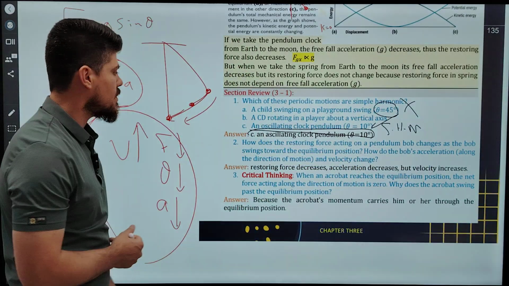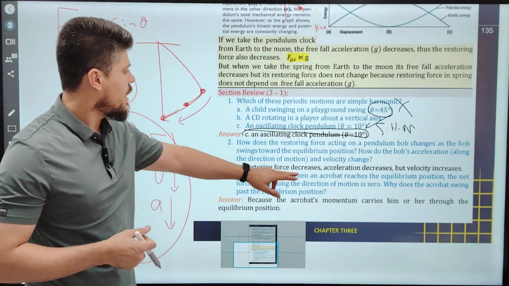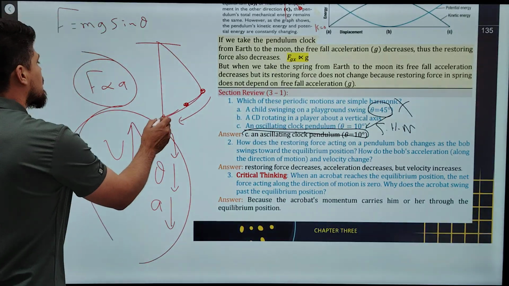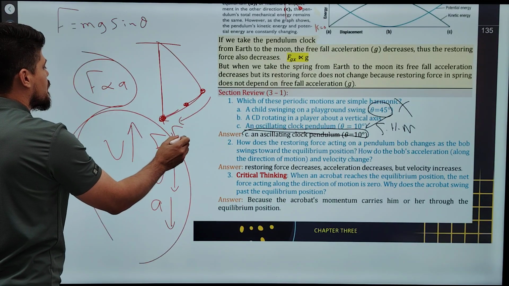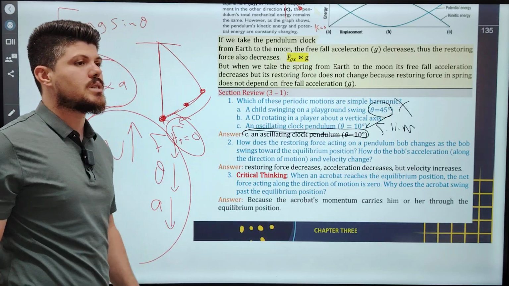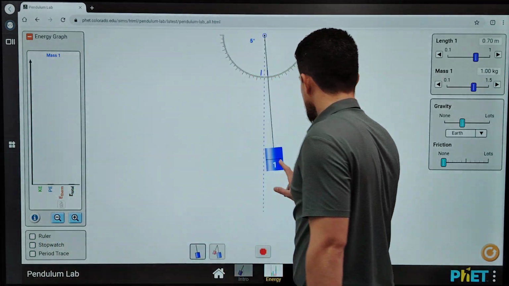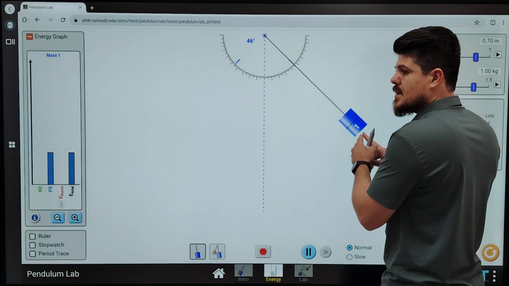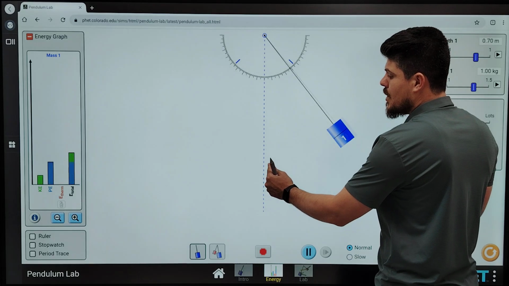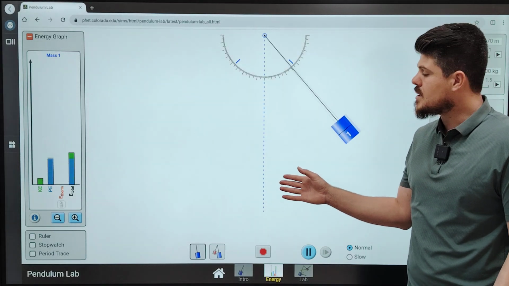But velocity increases when the bulb swings toward the equilibrium position. Okay? So, when an acrobat reaches the equilibrium position, the net force acting along the direction of the motion is zero. At equilibrium position, restoring force is zero. But why does the acrobat swing past the equilibrium position and not stop there? For example, if you pull this object to maximum displacement, restoring force is maximum. But at equilibrium position, restoring force is zero. And the net force is zero, but why does the object not stop?